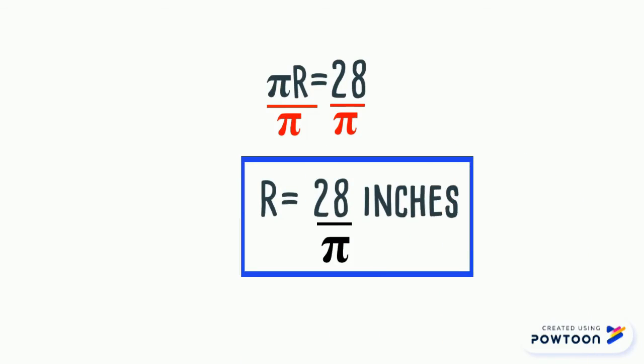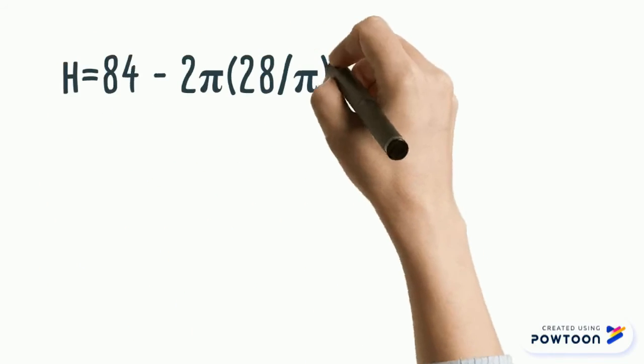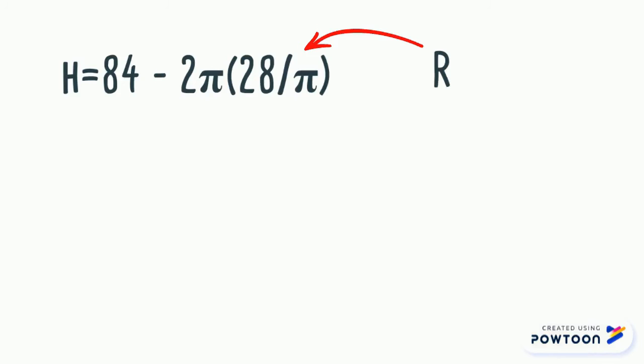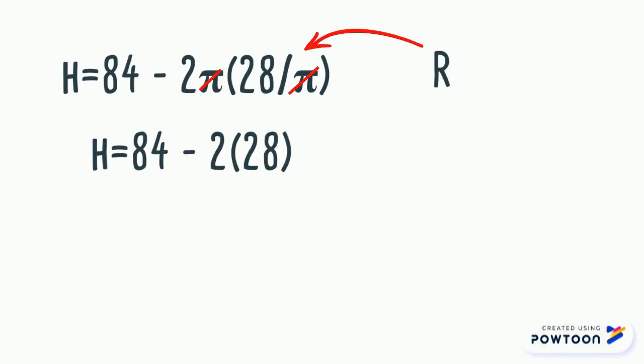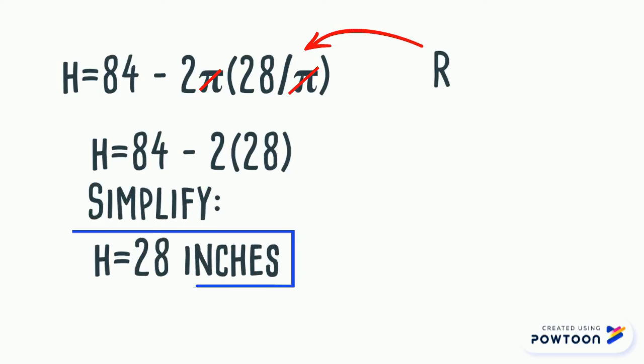Now that we have the value of r, we can solve for the height of the cylinder by substituting r in the equation, giving us height is 84 minus 2 pi multiplied by 28 over pi. The constant pi will be cancelled out, leaving us with height is equal to 84 minus 2 multiplied by 28. We now simplify the equation, which leaves us with h is equal to 28 inches.